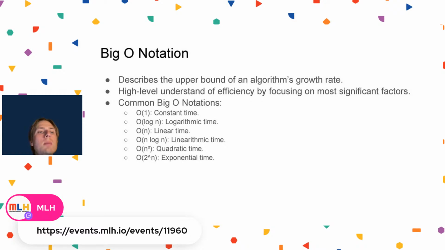And linear time is O(n). So linear time would mean that if you have twice as much data, it will take twice as long for the algorithm to run. Linearithmic time is O(n log n). A lot of sorting algorithms use n log n. And then O(n squared) is quadratic time, which is pretty slow, honestly. It means that if your input is twice as large, then it will take 4 times as long to compute.